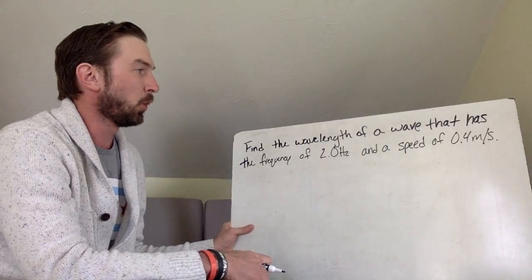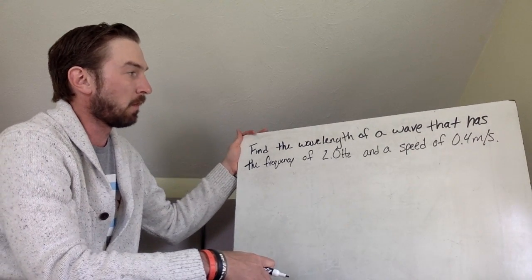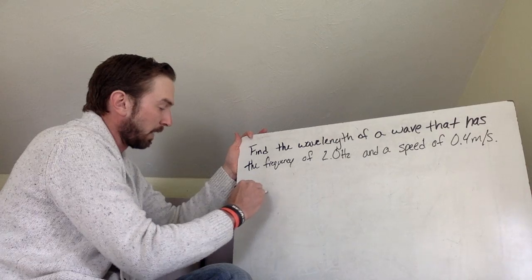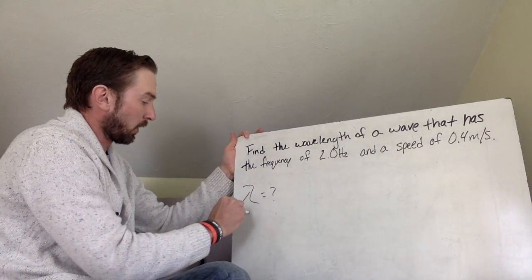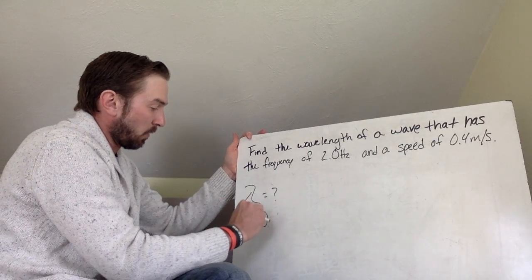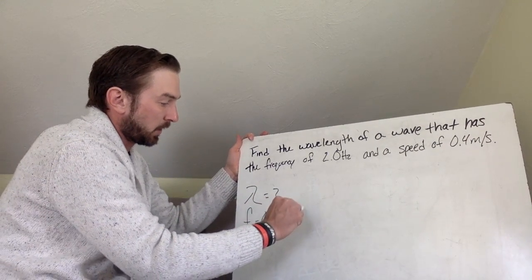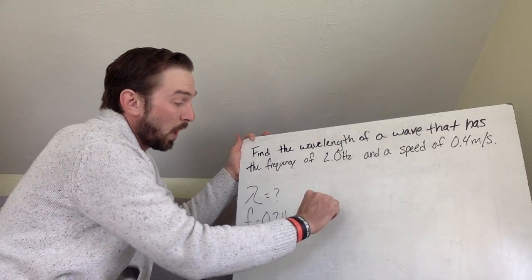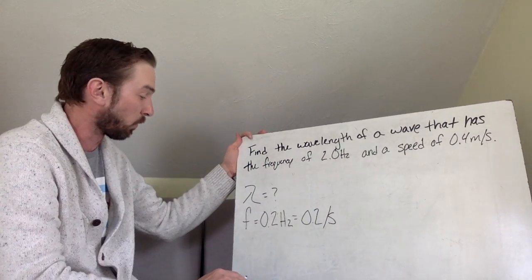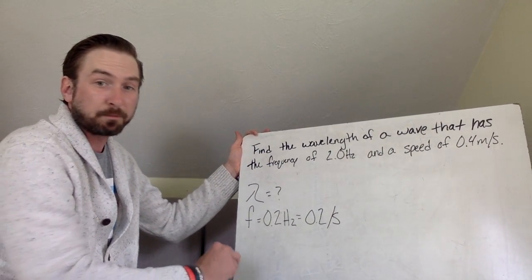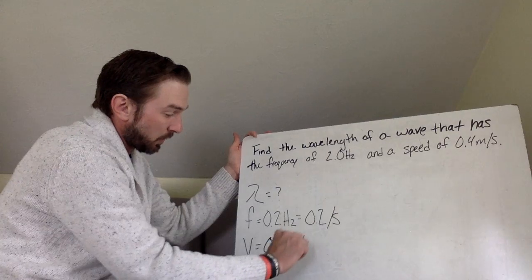Okay, practice problem number 2 from my PowerPoint on slide 25. It says find the wavelength of a wave, so we're looking for lambda, that has a frequency of 0.2 Hz. Now what this really means is that we actually have 0.2 waves per second. That's going to be important in canceling units in order to get our unit for wavelength later. And then we have speed is 0.4 meters per second.